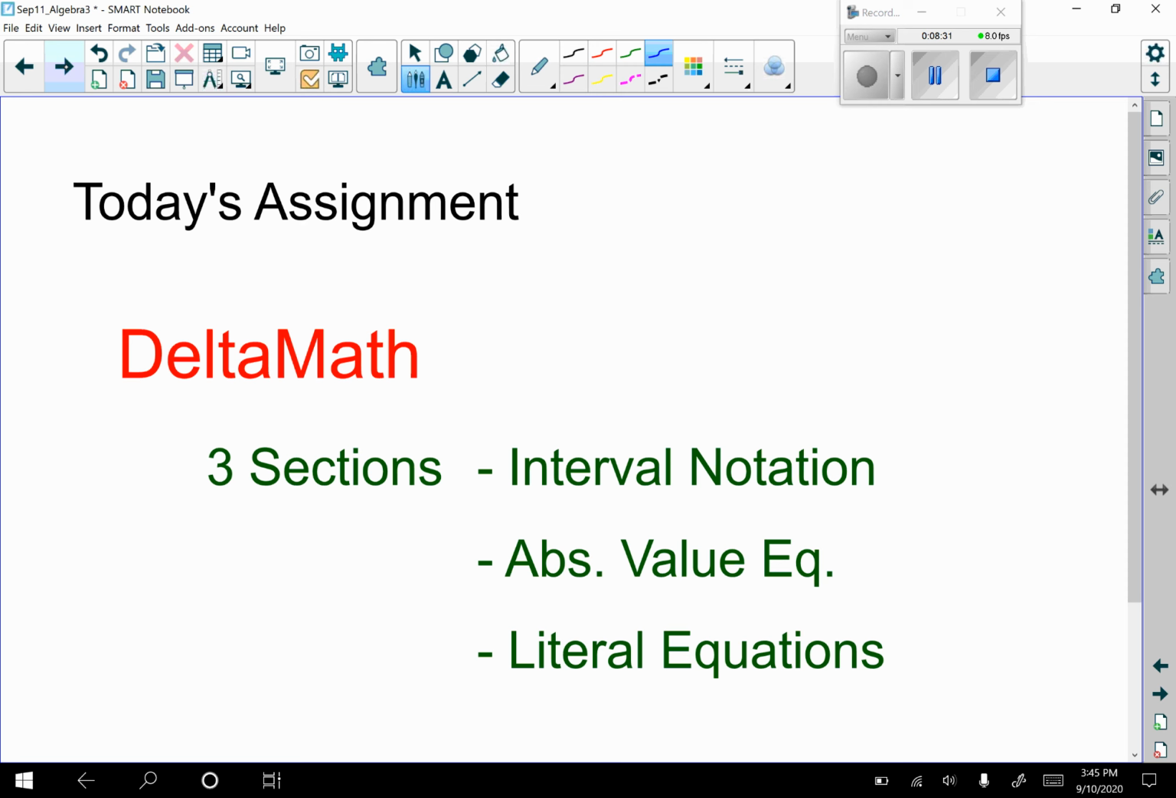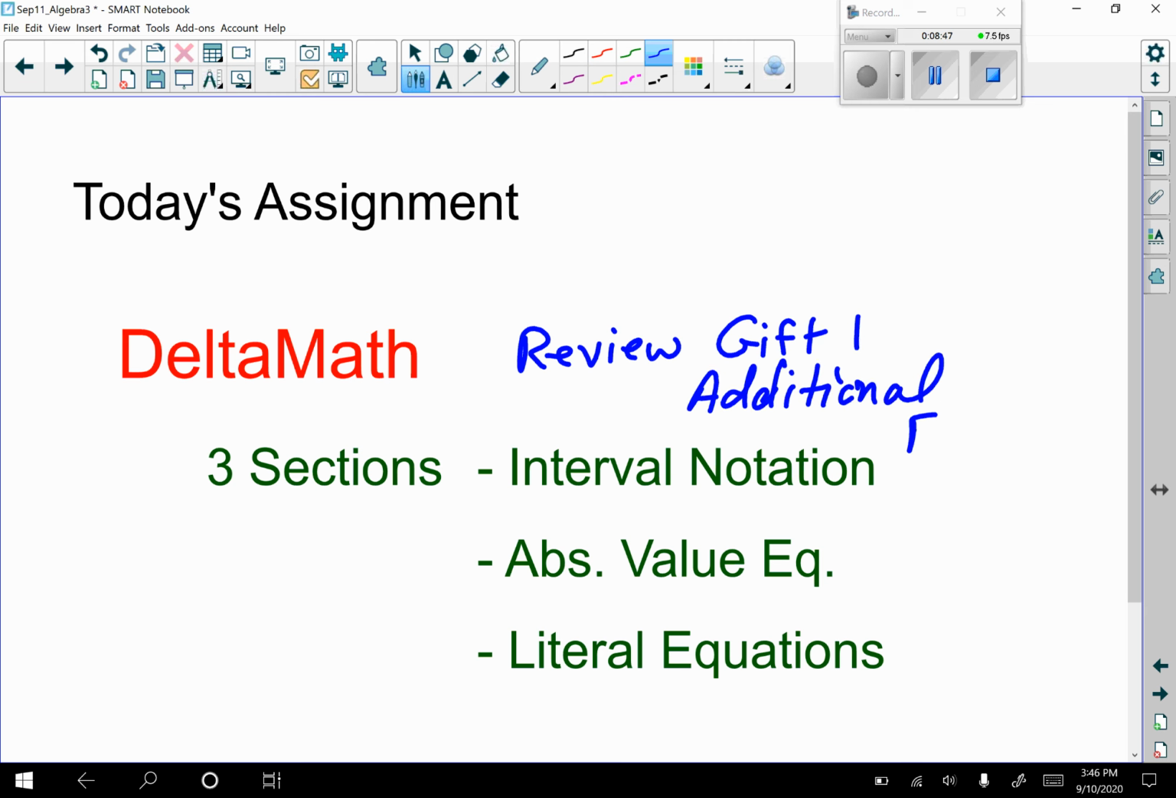So your assignment today is to go to deltamath.com. I'm calling this Review Gift 1 Additional Exercises. So it consists, again, of 3 sections. You have to get 5 right in a row. You have over the weekend, but I'm giving everyone time in class to do this as well.